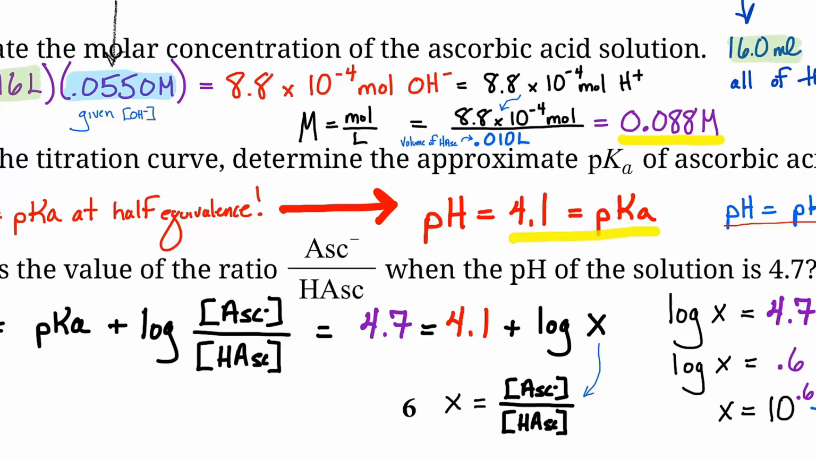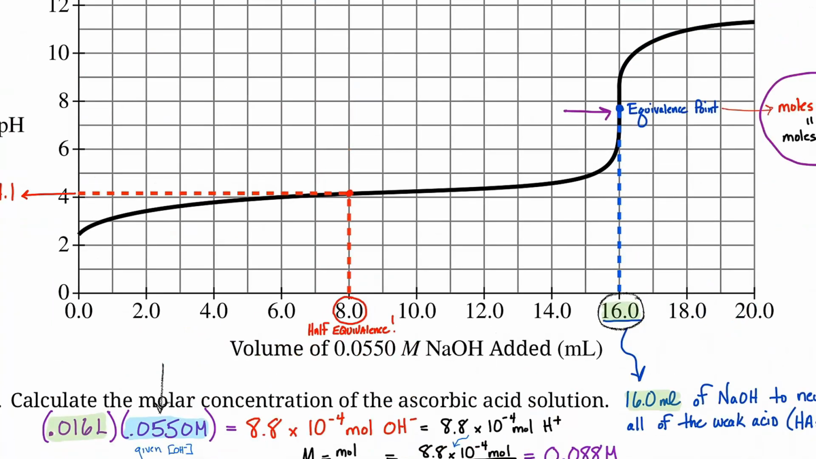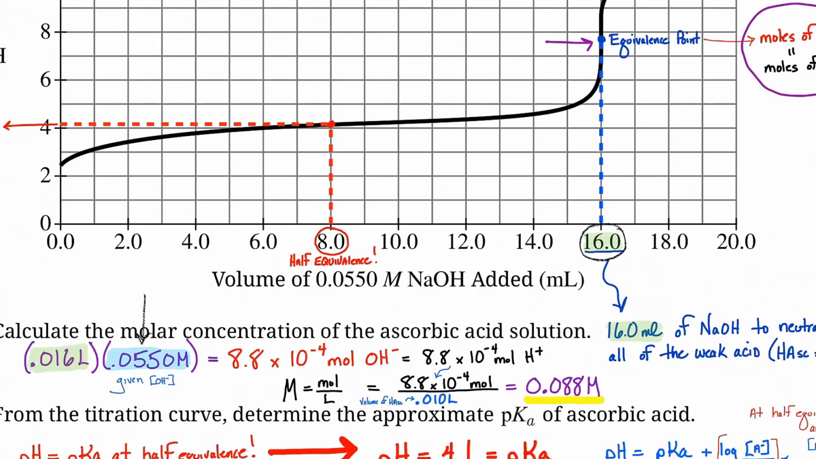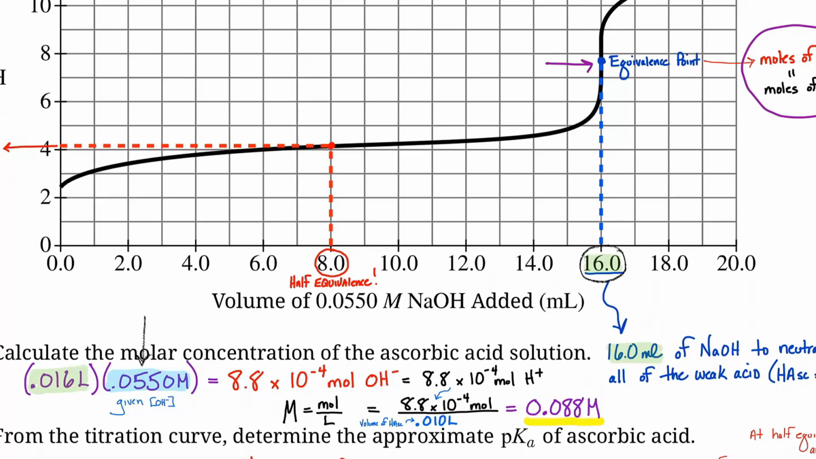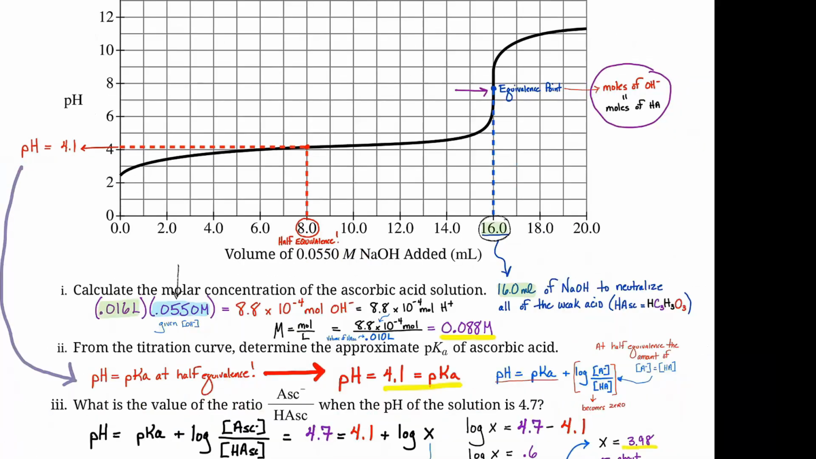You have 4 times the amount of conjugate base. And it should make sense to you. If you're at 4.7, think about this. 4.7, we would be around here. Well, if we're around here, we're way past the halfway point. Why? Because we added a lot more base. So therefore we're going to have a lot more base than conjugate acid. The conjugate acid is going to be eaten up there. That should make sense.